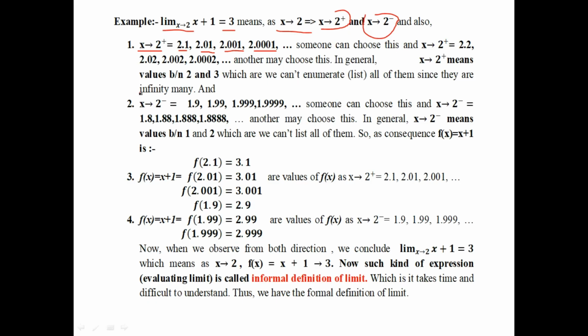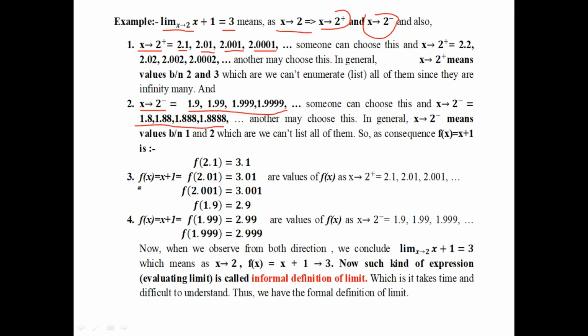The same is true as x approaches 2 from the left, which means x takes values between 1 and 2, for example, 1.9, 1.99, and so on. And this is not fixed. Someone may choose 1.8, and another may choose another one. In general, x approaches 2 from the left means between 1 and 2.